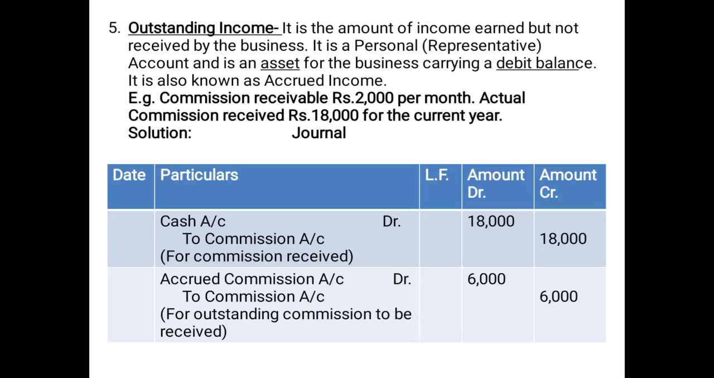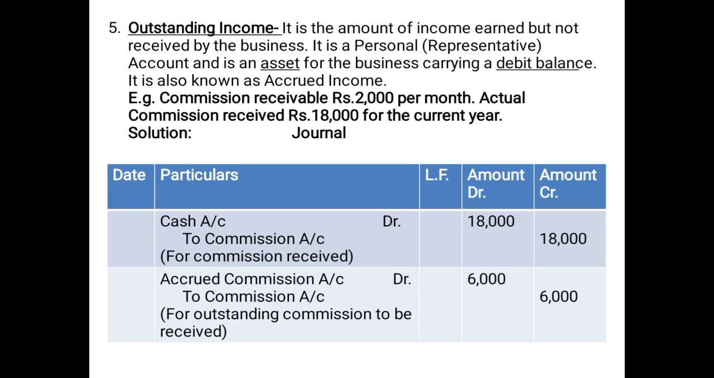It is also known as accrued income. For example, commission receivable 2,000 per month. That means how much commission is to be received by a business? 2,000 per month. And how many months are there in a year? 12 months. So 12 months into 2,000 rupees, that is 24,000. That means how much commission needs to be received in a year? 24,000. Actual commission received is rupees 18,000 for the current year. 24,000 was to be received, but the business received only 18,000. That means there is an outstanding commission of rupees 6,000.